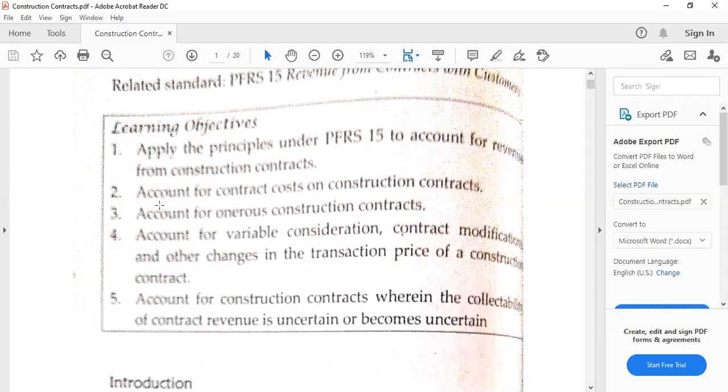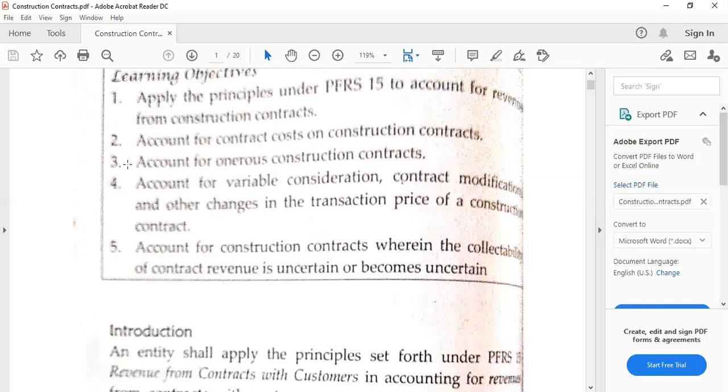So the learning objectives: first, we should be able to apply the principles under PFRS 15. Second is to account for contract costs on construction contracts. If you say account, we talk about again the four areas of the standards. Recognition: when do we record on the financial statements? Measurement will be how much. Presentation will be what will be the classification on the financial statements, and disclosures will be the additional information in the notes to financial statements.